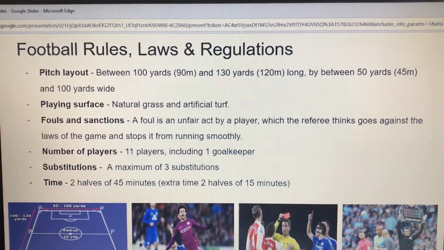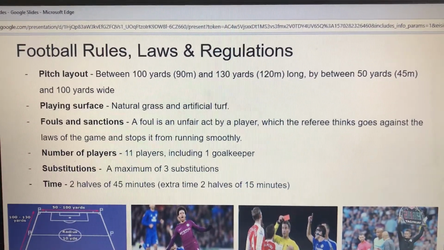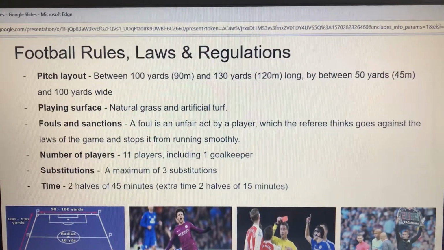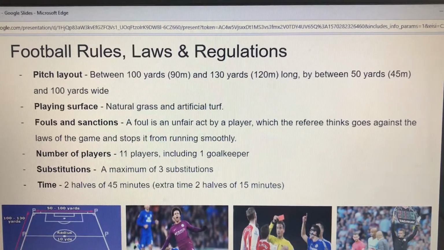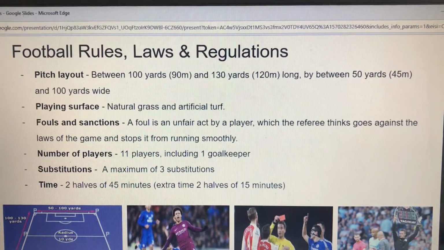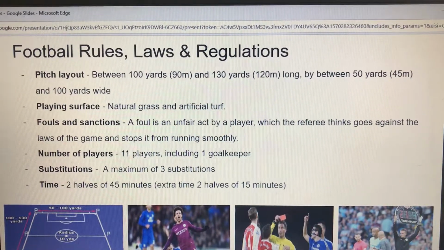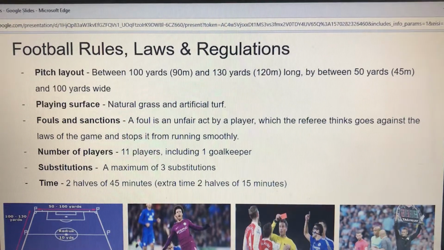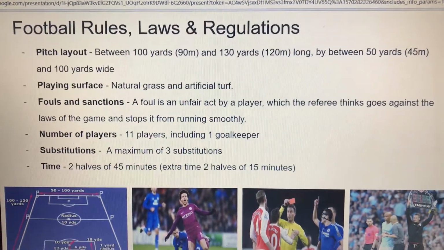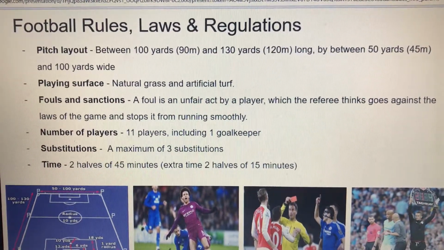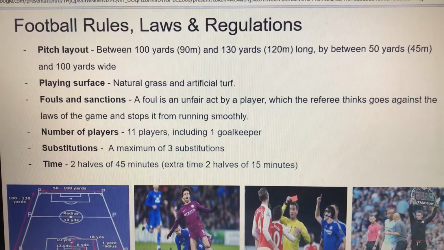Fouls and sanctions. A foul is an unfair act by a player which the referee thinks goes against the laws of the game and stops it from running smoothly. Examples of fouls that are given are handling the ball, fouling an opponent, and stopping the opponent in an unfair way. Fouls are punished by the award of a free kick and can lead to a penalty kick if it is in the penalty area.